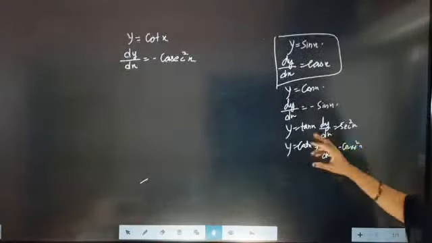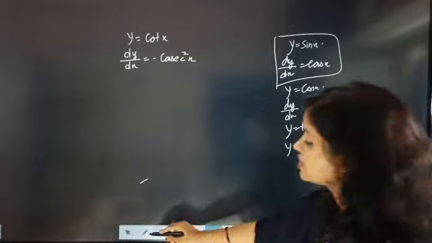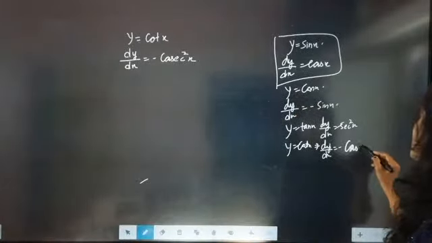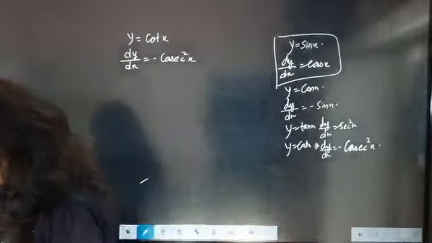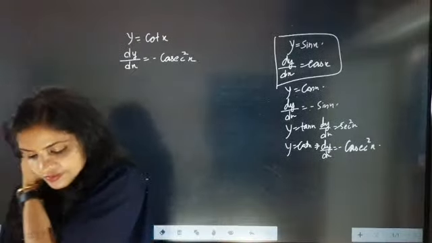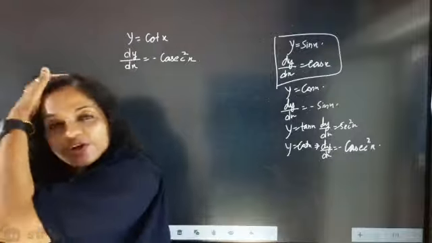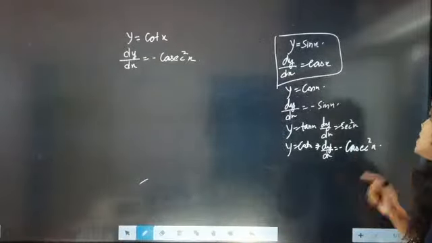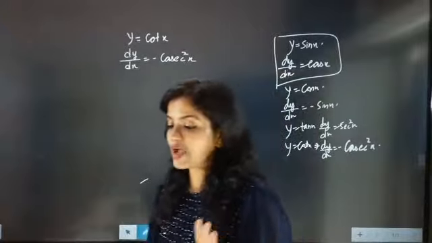So tan x will give secant square x, and cot x is going to give minus cosecant square x. Thank you, Manish. So it is exactly going to come as minus cosecant square x. So 4 trigonometric ratios we have seen back to back.